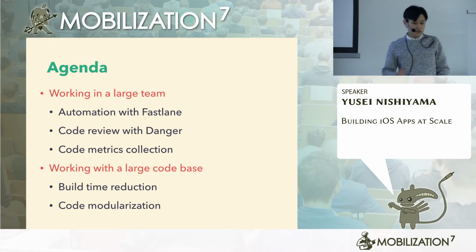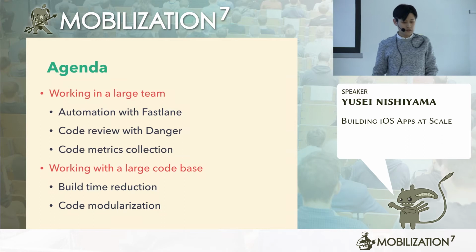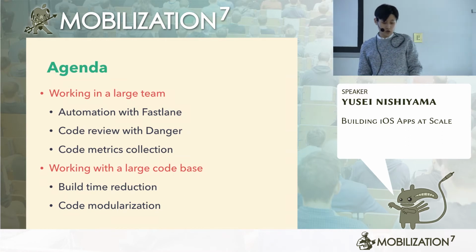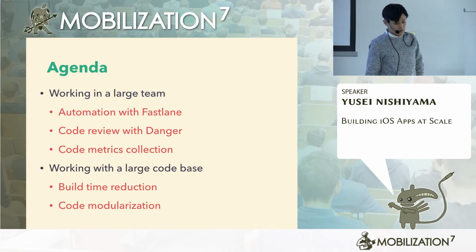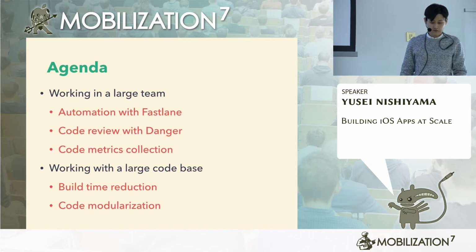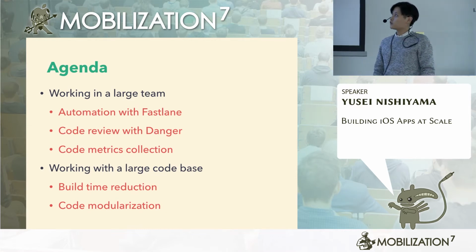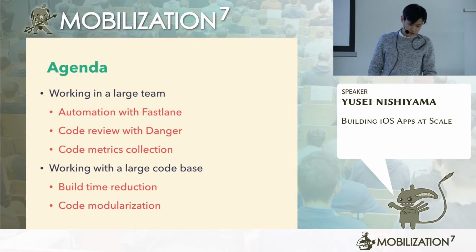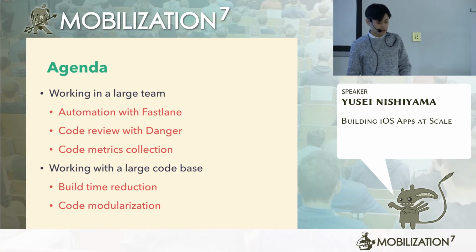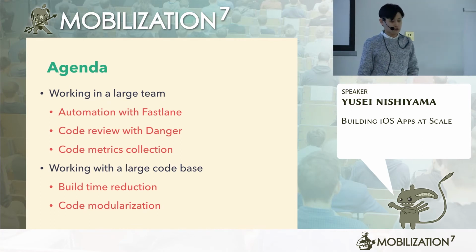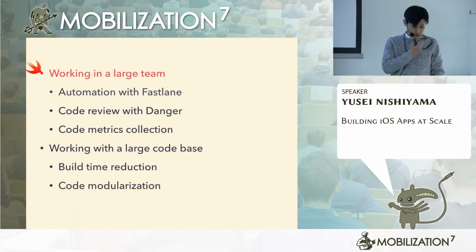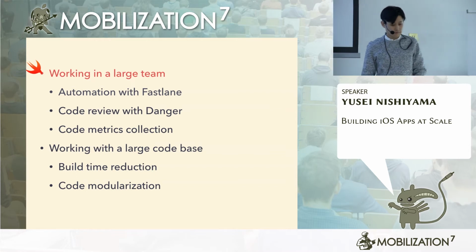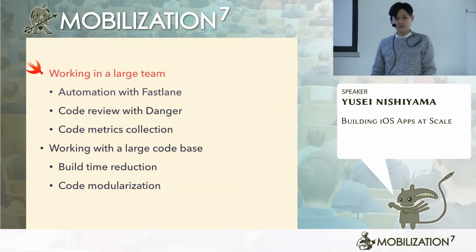The talk can be divided into 2 main parts. One is working in a large team, and the second one is working with a large code base. And each part has different topics. The first part covers Fastlane, Danger, and code metrics, and the second part covers build time reduction and code modularization. Let's move on to the first topic, working in a large team.